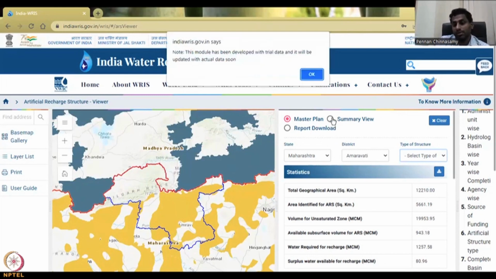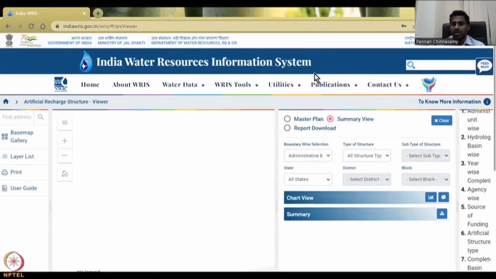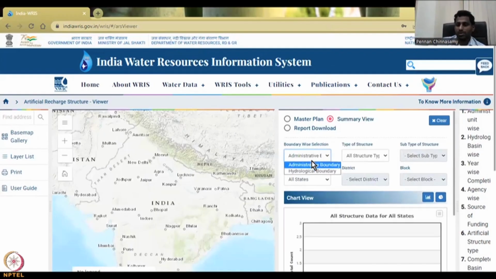Now when I click the summary view, it says this web page has been developed using module data, trial data. Actual data will come soon, but now you can see what they are working on. If you click OK, you'll see some summaries about these structures: boundary, administrative or hydrology, and then type of structures, check dam.